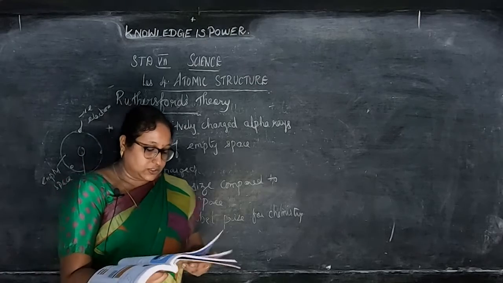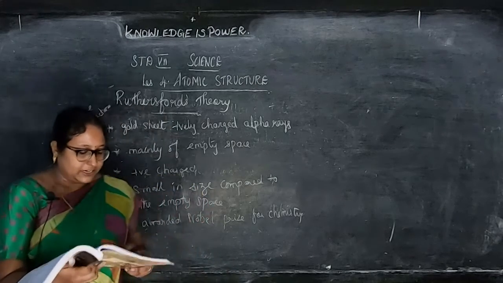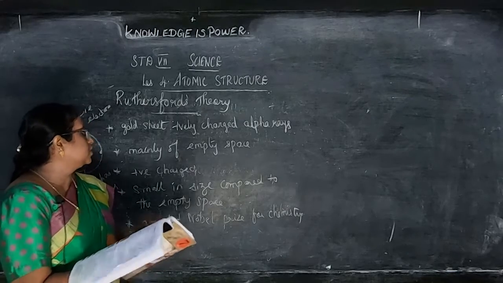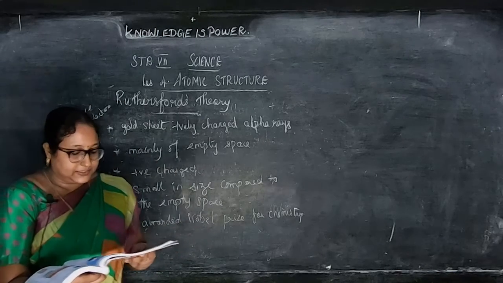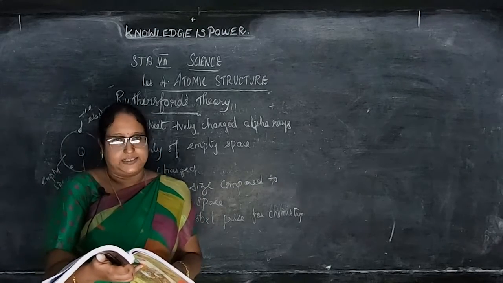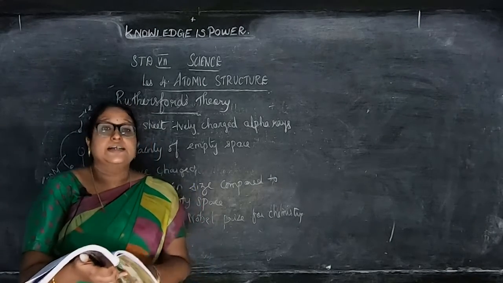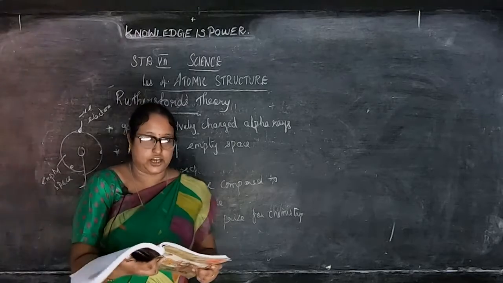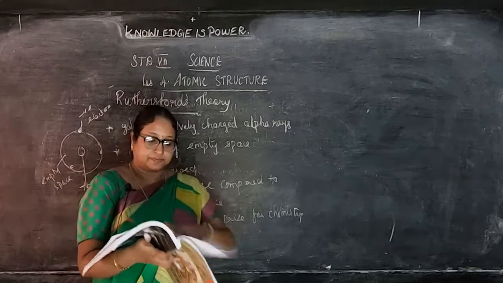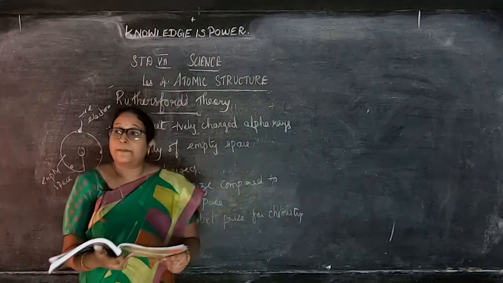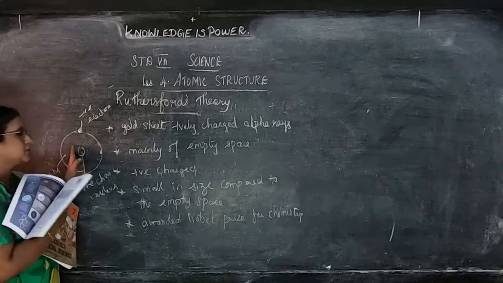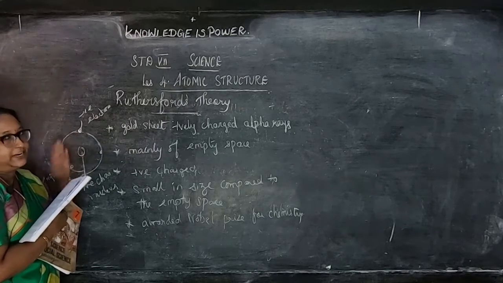So now children, we saw Rutherford's model. What experiment did he do? He bombarded a thin layer of gold with positively charged alpha rays. They travel with a great velocity and pass through the thin gold sheet without any disturbance. But some of the rays turned back, because of the positively charged nucleus. The fact that most alpha rays pass through the gold sheet shows that the atom consists mainly of empty space.